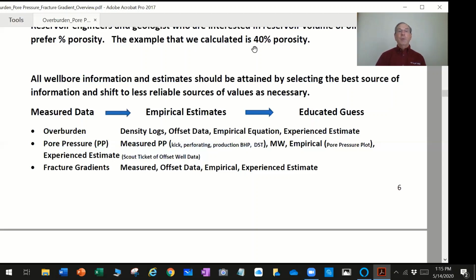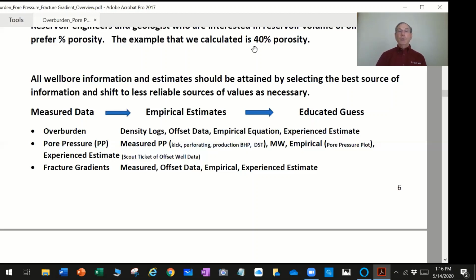So a measured pore pressure could be obtained from a kick. It could be obtained in perforating a well where you use a tubing conveyed gun and you shoot the well underbalanced and then measure the pressure. It could be obtained from a production bottom hole pressure. It may also be obtained during a drill stem test. So all those could be actual measured data points.